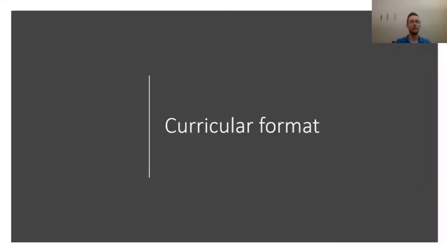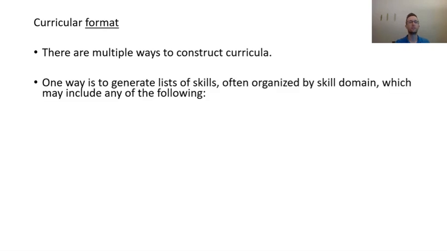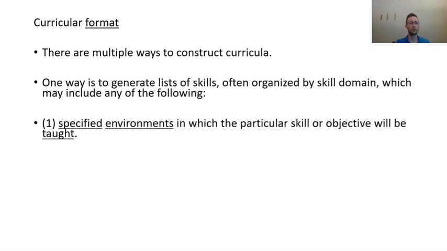So we're going to wrap up here with curricular format. So curricular format, there are multiple ways to construct curriculum. One way is to generate lists of skills, often organized by skill domain, which may include any of the following. I'm just going to list some characteristics of curricular formats and how to organize them, and that'll be it. So number 1 is specify environments in which the particular skill or objective will be taught. It would be taught in a classroom, in a kitchen, in the playground, the library.